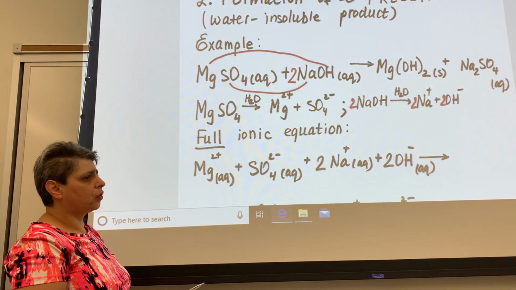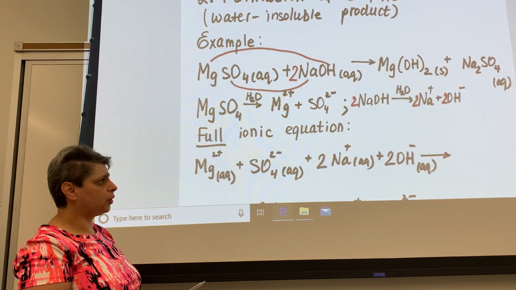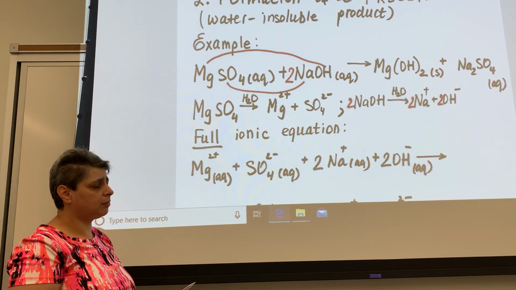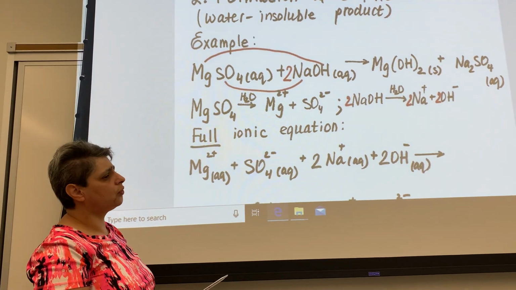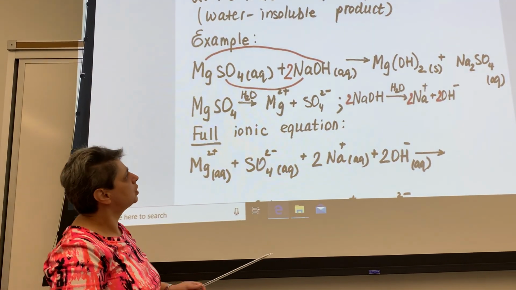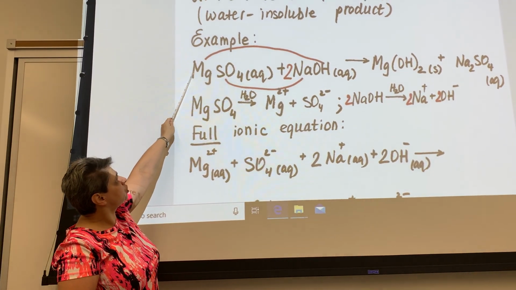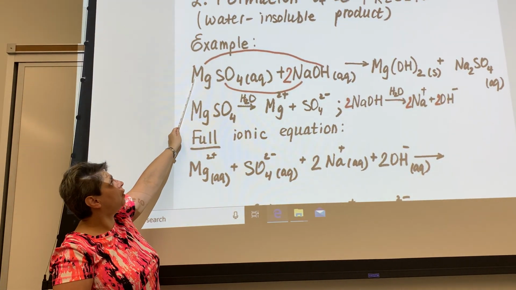Second of all, overall charge of any product you write, in order to make sure your chemical formula is correct, the overall charge must be 0. So in this case, let's start with reactants. Magnesium has a charge of positive 2. How would you know that?